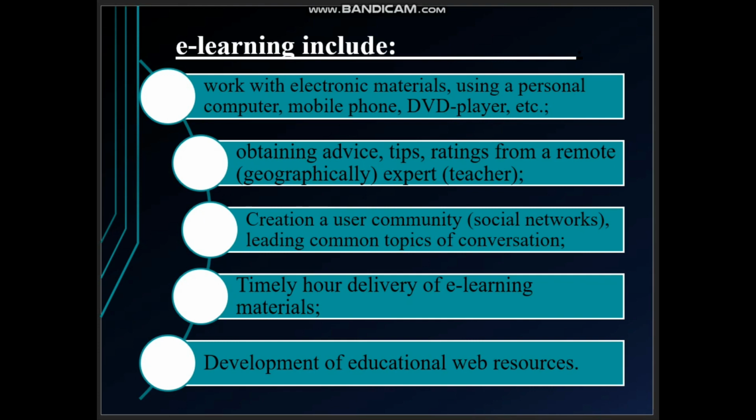The second thing e-learning includes is obtaining advice, tips, and readings from remote, geographically distant experts, teachers, and others. Third is creating a user community, like social networks, leading common topics of conversation, giving advice, talking with others, and developing skills. Fourth is timely delivery of e-learning materials. Fifth is development of educational web resources, like Wikipedia, where people write some information, and others.